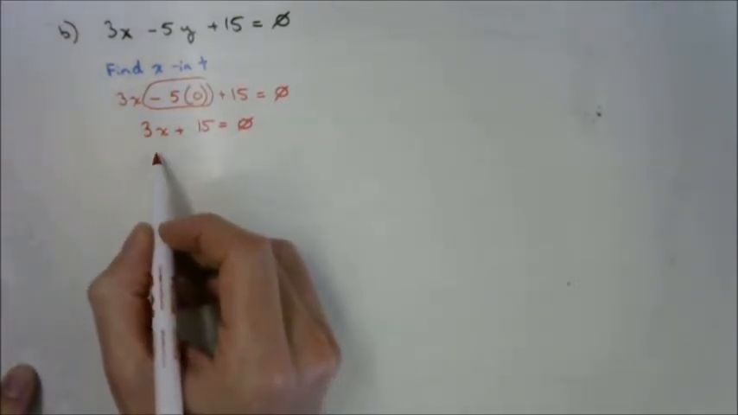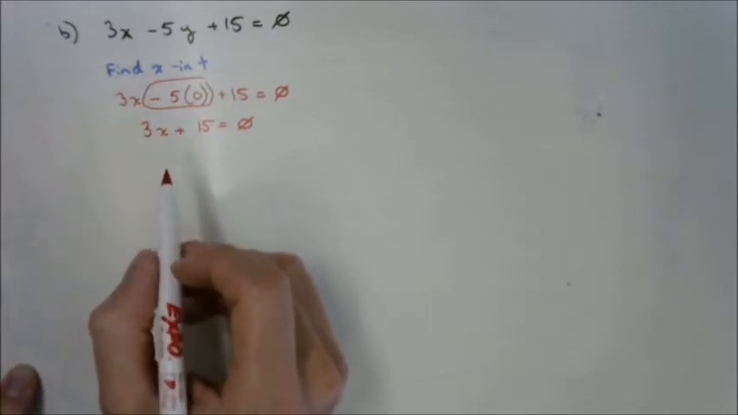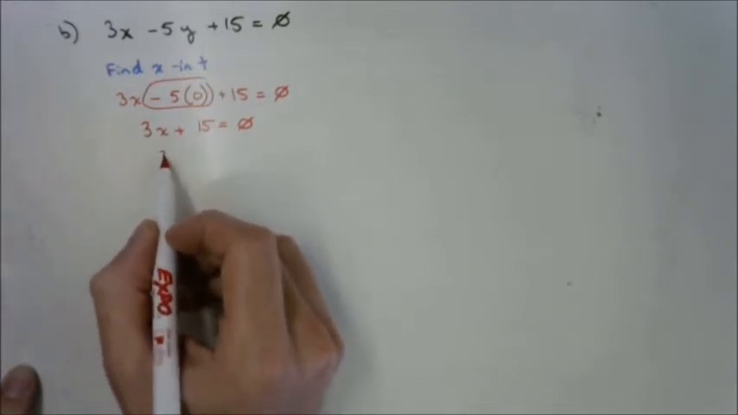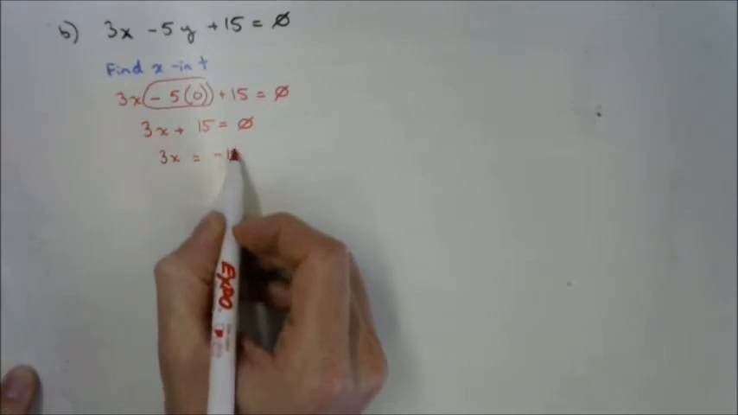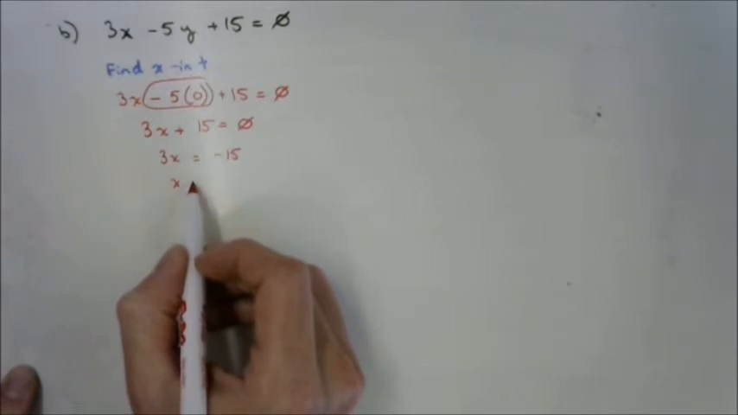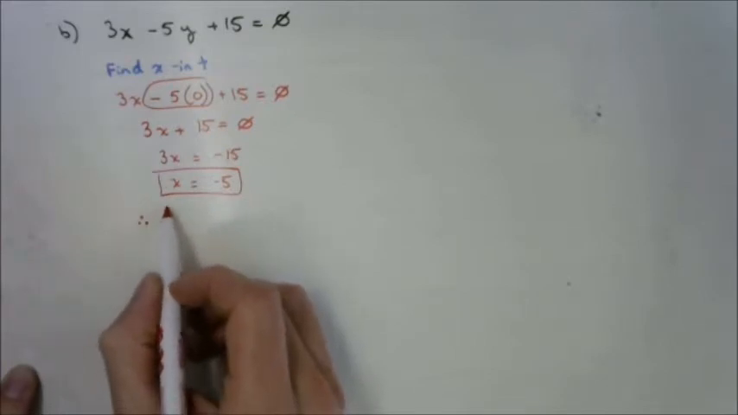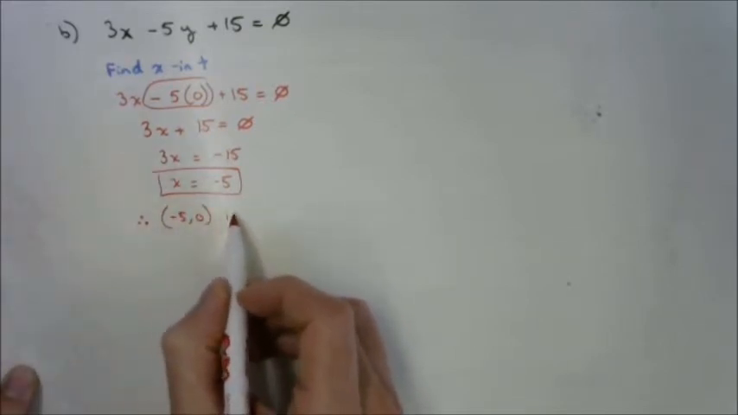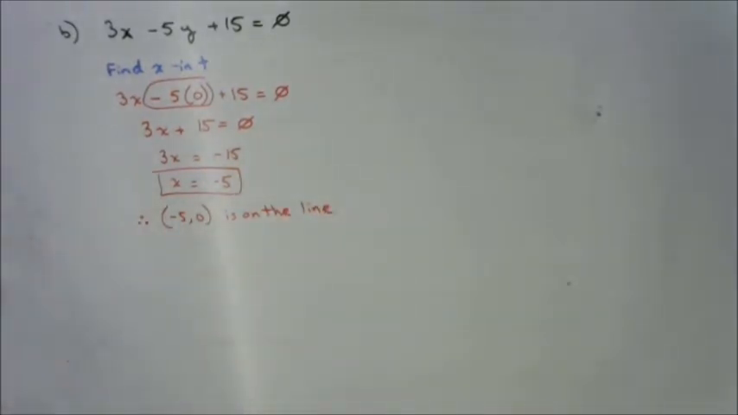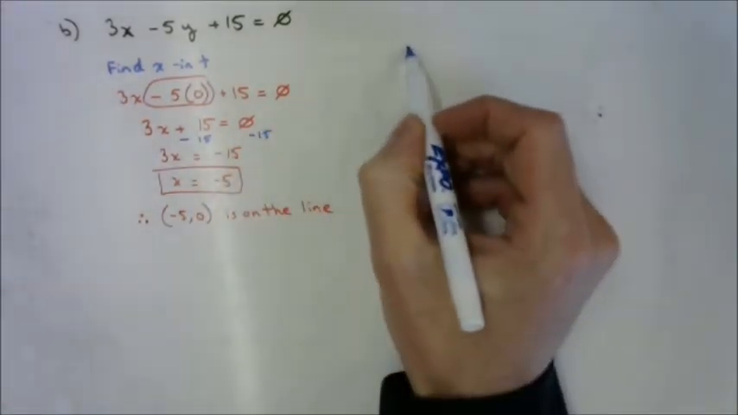Then you divide by 3, take 3 from... Minus 15 from both sides. Leaves me with 3x equals negative 15. Leaves me with x equals negative 5. Therefore, negative 5, 0 is on the line. Where did you get negative 15? Subtract 15 from both sides.